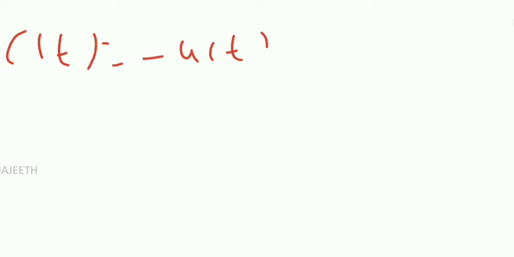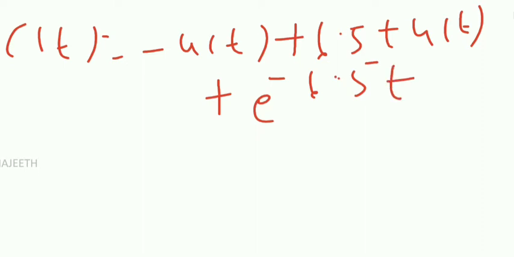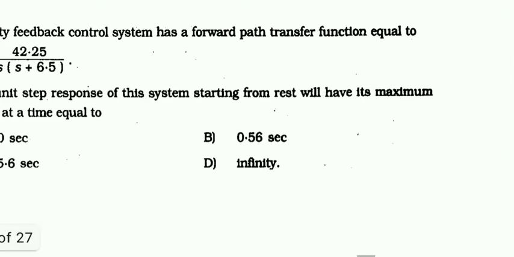Now what is my C of t? C of t is the inverse Laplace transform. Inverse Laplace of 1 by s is u of t. Inverse Laplace of 1 by s squared is t into u of t, so 6.5 t into u of t. Inverse Laplace of 1 by (s plus 6.5) is e power minus 6.5 t. Now we found C of t.